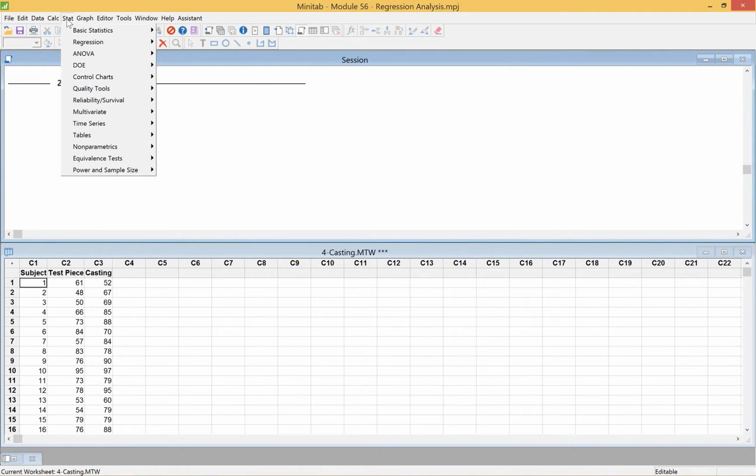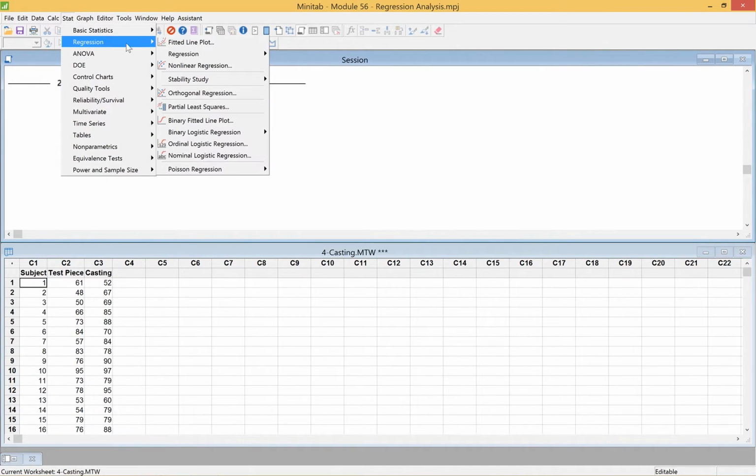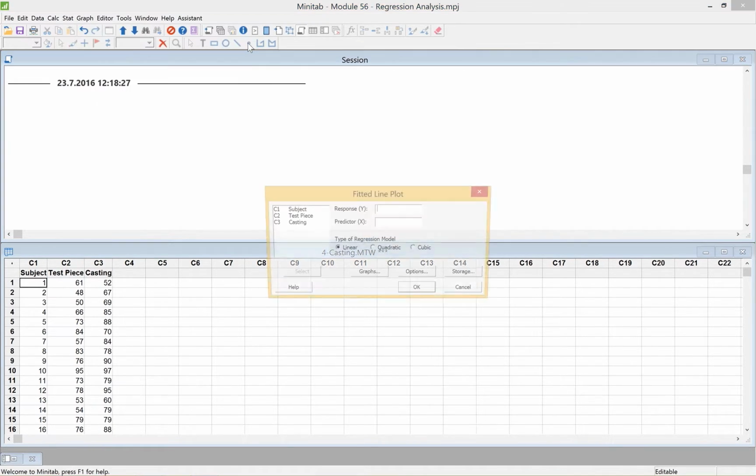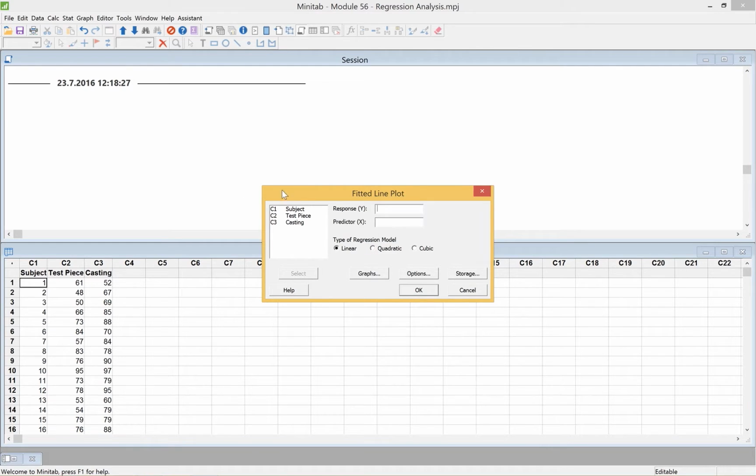So if we go to Stat in Minitab, we see that the second item is regression analysis. And what we're going to do is talk about the fitted line plot. Now the fitted line plot is a little bit limited in Minitab. You can only analyze two variables with respect to each other. And so as we take a look, the data set we have here is called casting.